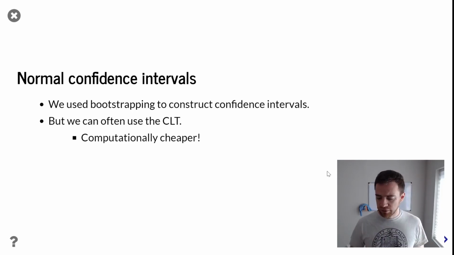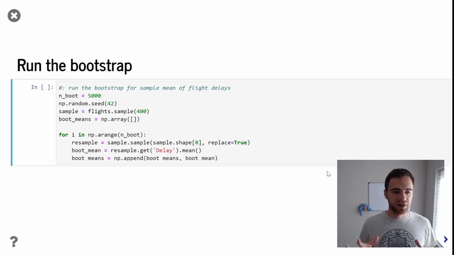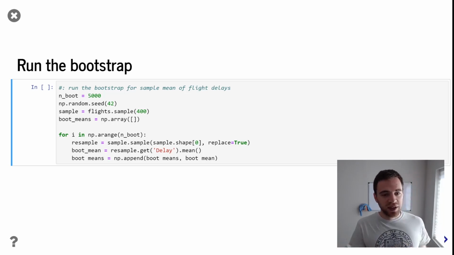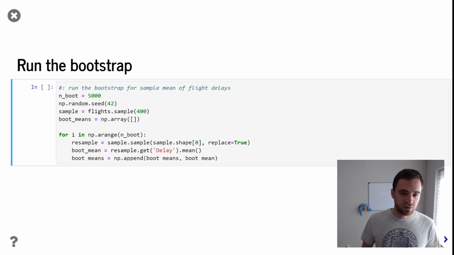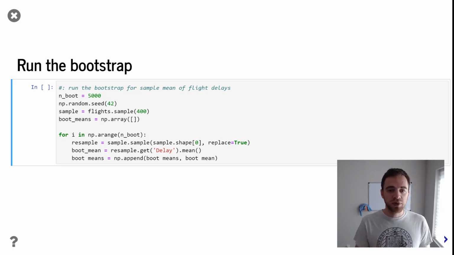The central limit theorem is kind of a magic bullet here in the sense that it lets us know what that distribution will be without having to run the bootstrap. So let's start off by going back to what we did a couple of weeks ago by running the bootstrap. So let's run the bootstrap for the sample mean of flight delays.